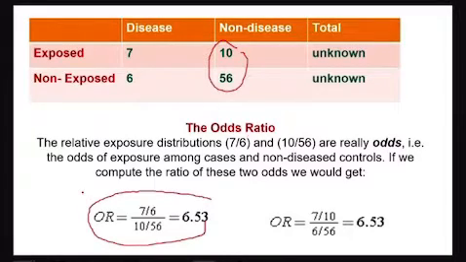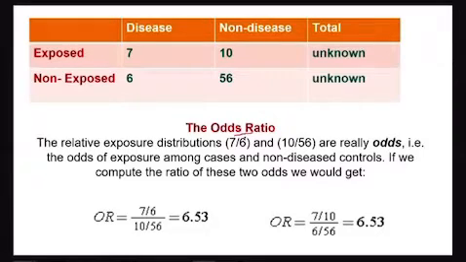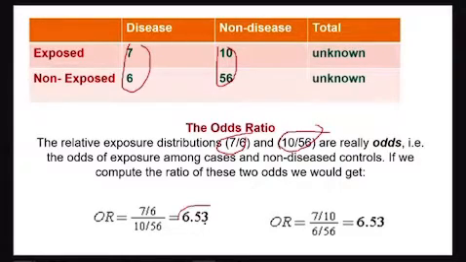Now, I need to pay attention to this. Take a look at this: 7/6 is the odds ratio between the odds of those who have the disease in exposed and in non-exposed. Now you do the same with 10/56 for the other one, and this will give you 6.53.